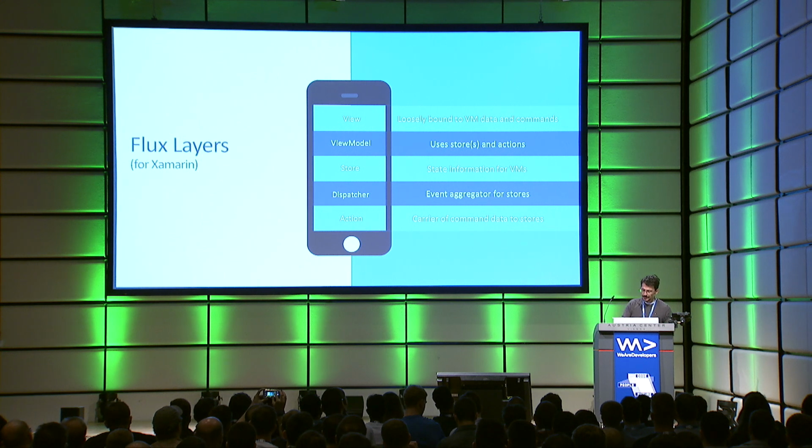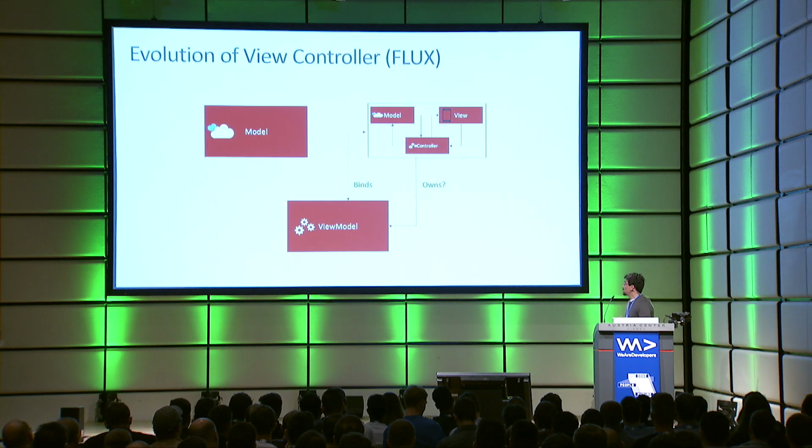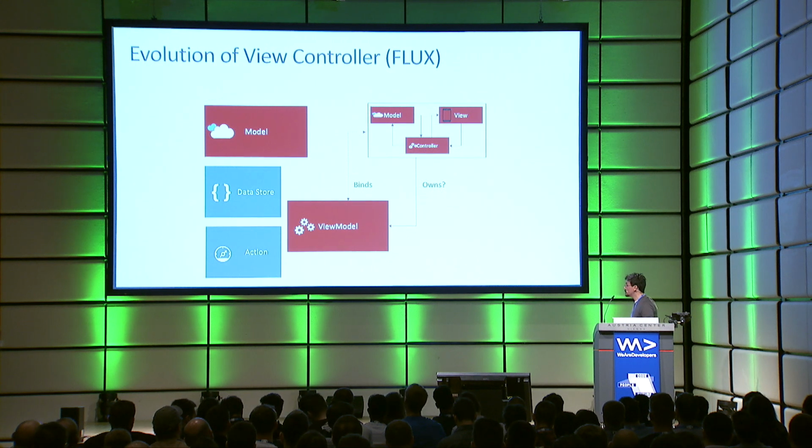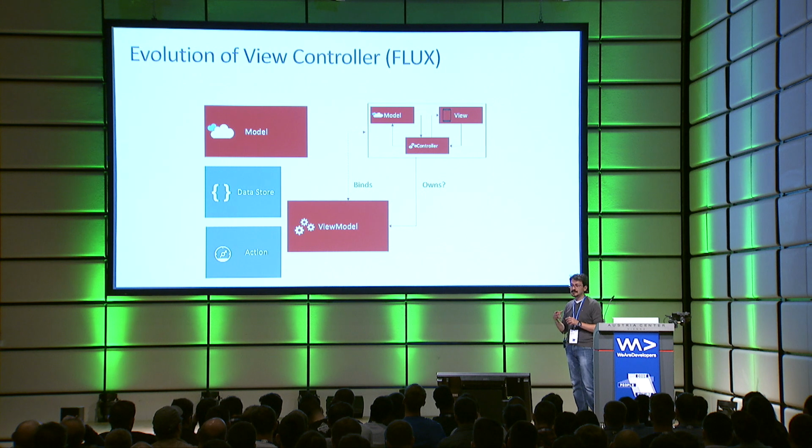So going back to our triangular architectural diagram, for the Flux architecture, we remove the interaction between the model and the view model. Instead, what we put is data store and action. So data store is basically just a section of the data that your application generally handles.